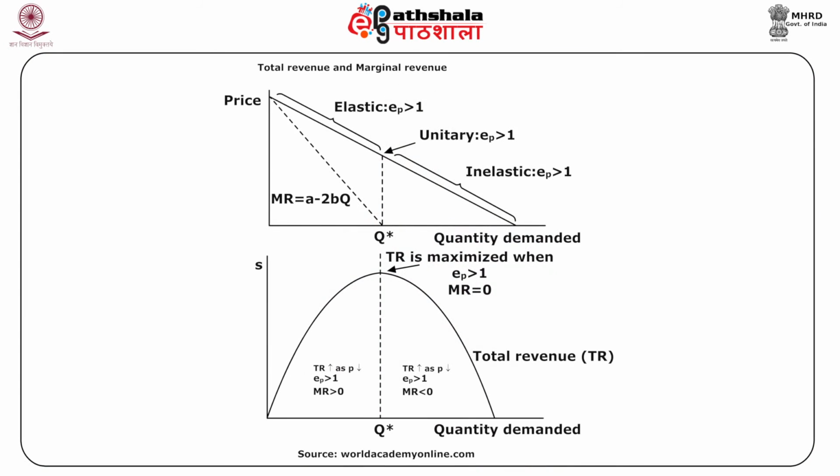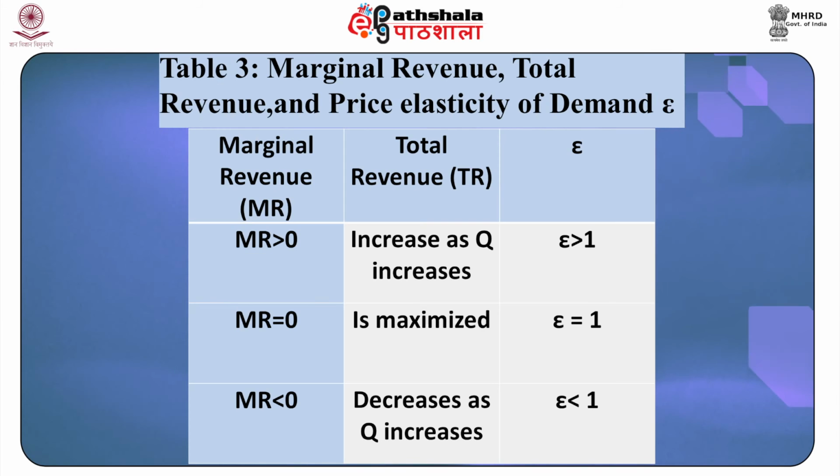Hence, for the entire range where marginal revenue is positive and the good is relatively elastic, TR is increasing with Q. This is depicted in the lower panel of figure 7. After that, at the point where MR is equal to 0, where elasticity is 1, TR is maximum. After this point, MR becomes negative and elasticity is less than 1, and TR declines as Q increases and price falls. This relation has been summarized in table 3.